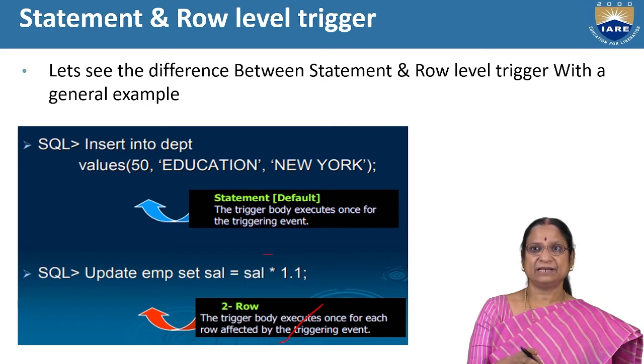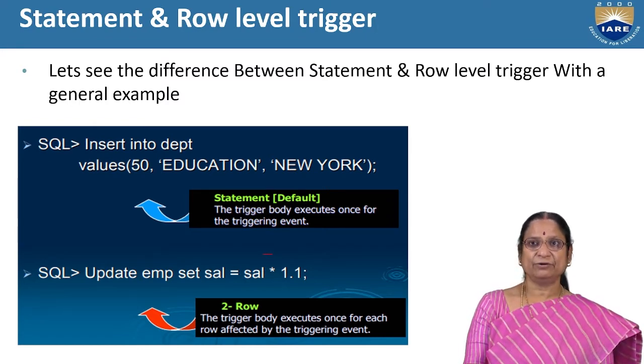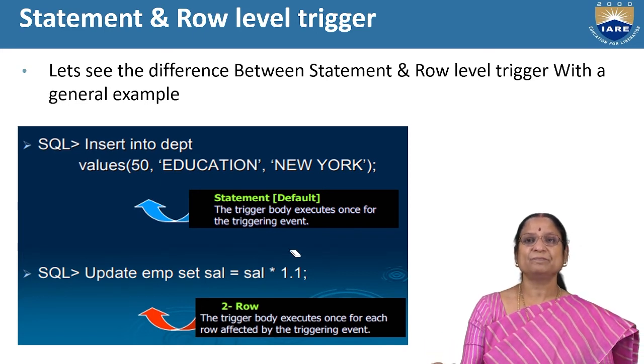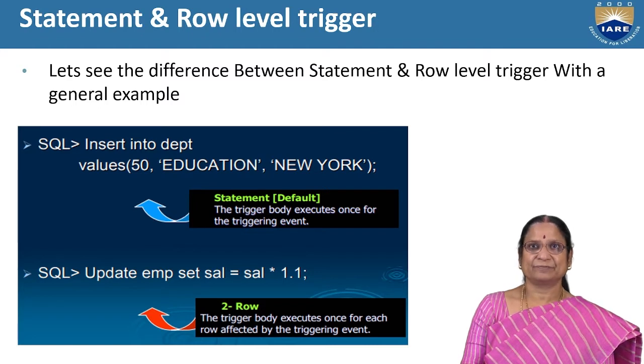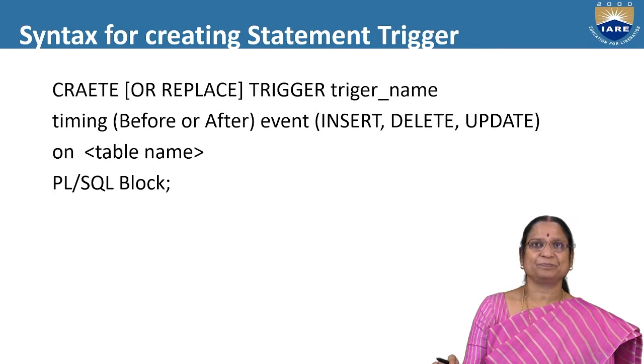Row trigger means the trigger body executes once for each row affected by the triggering event. So each employee will get modified, no? So for each employee, that means for each row of the employee table, the body of the trigger is going to be executed once. So it all depends upon our need actually.